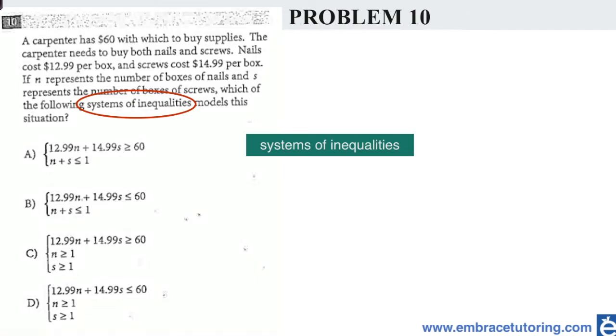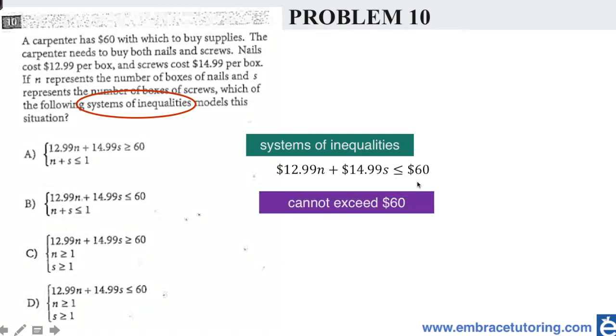Now, the first inequality that you want to pay attention to is $12.99N plus $14.99S is less than or equal to $60. Well, where are they getting the 60? And where are they getting this less than or equal to sign? Really what it's coming from, it says a carpenter has $60 with which to buy supplies, meaning that the $60 is at most. So the total amount that you can spend is less than or equal to $60, and you cannot exceed that amount of $60.